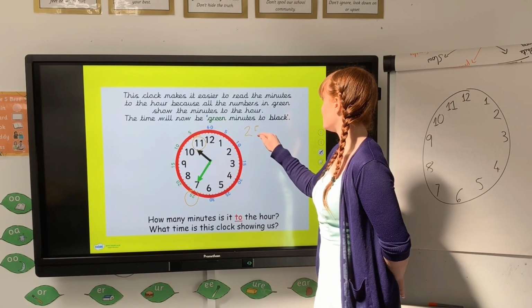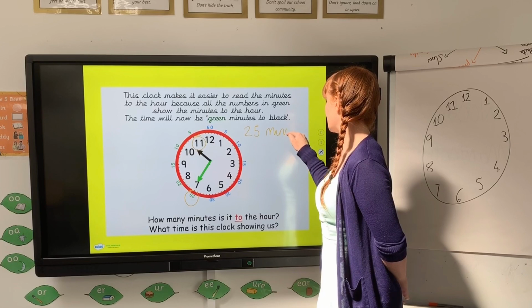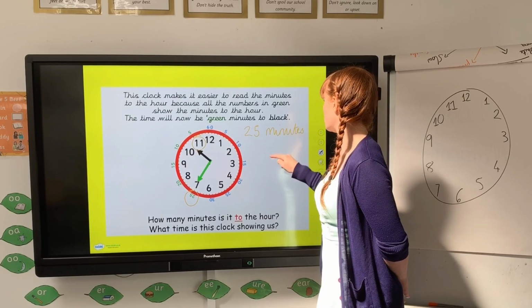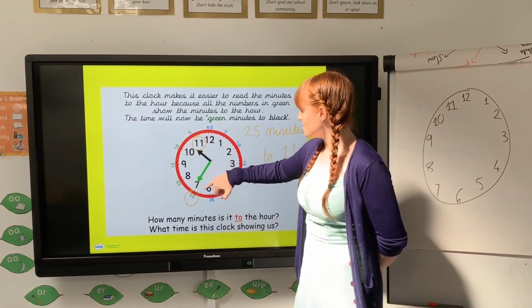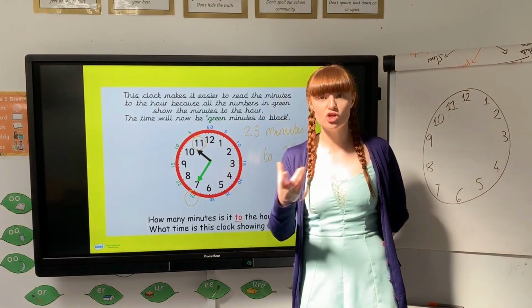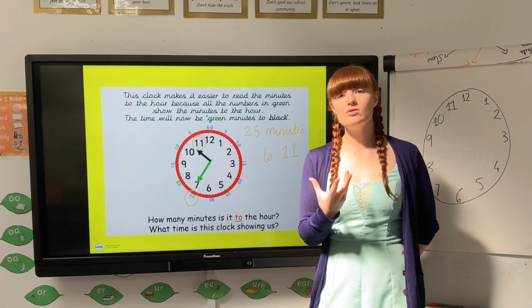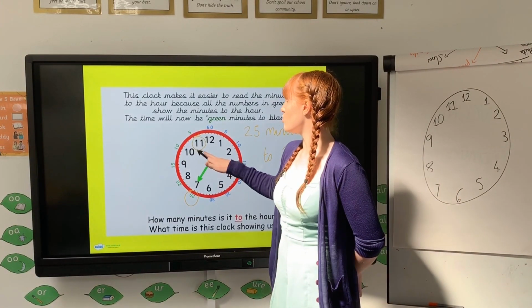So 25 minutes to 11. And that means it's 25 minutes until the new hour of 11 o'clock. And we know that it's to the 11 because it's just before the 11.